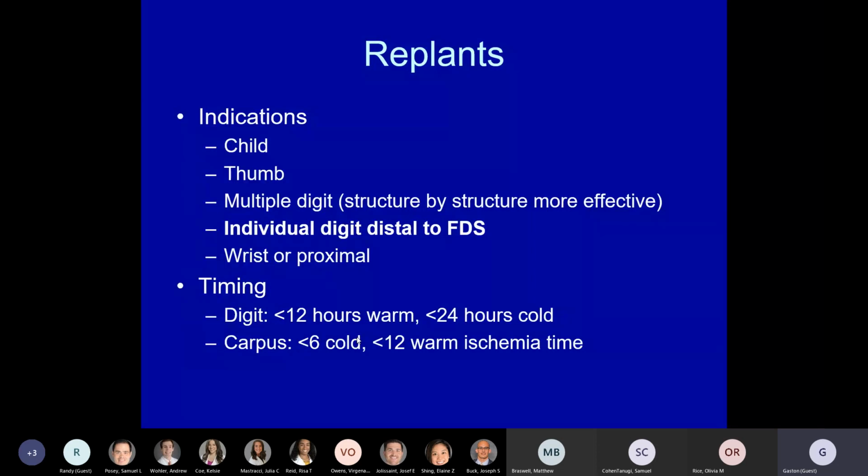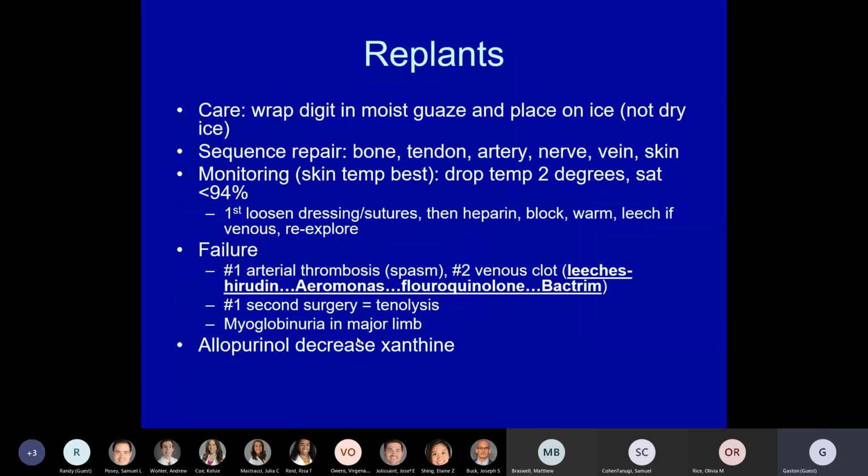Replants. This isn't what we do in real life always, but on OITE and boards, when do you replant a digit? Child, thumb, multiple fingers, wrist or proximal, or this is the one they always love, individual digit distal to the FDS insertion. We don't do that much here, but that is an actual board indication. Timing for digits, less than 12 hours of warm ischemia time, less than 24 hours of cold ischemia time. For major limb, less than 6 and less than 12.